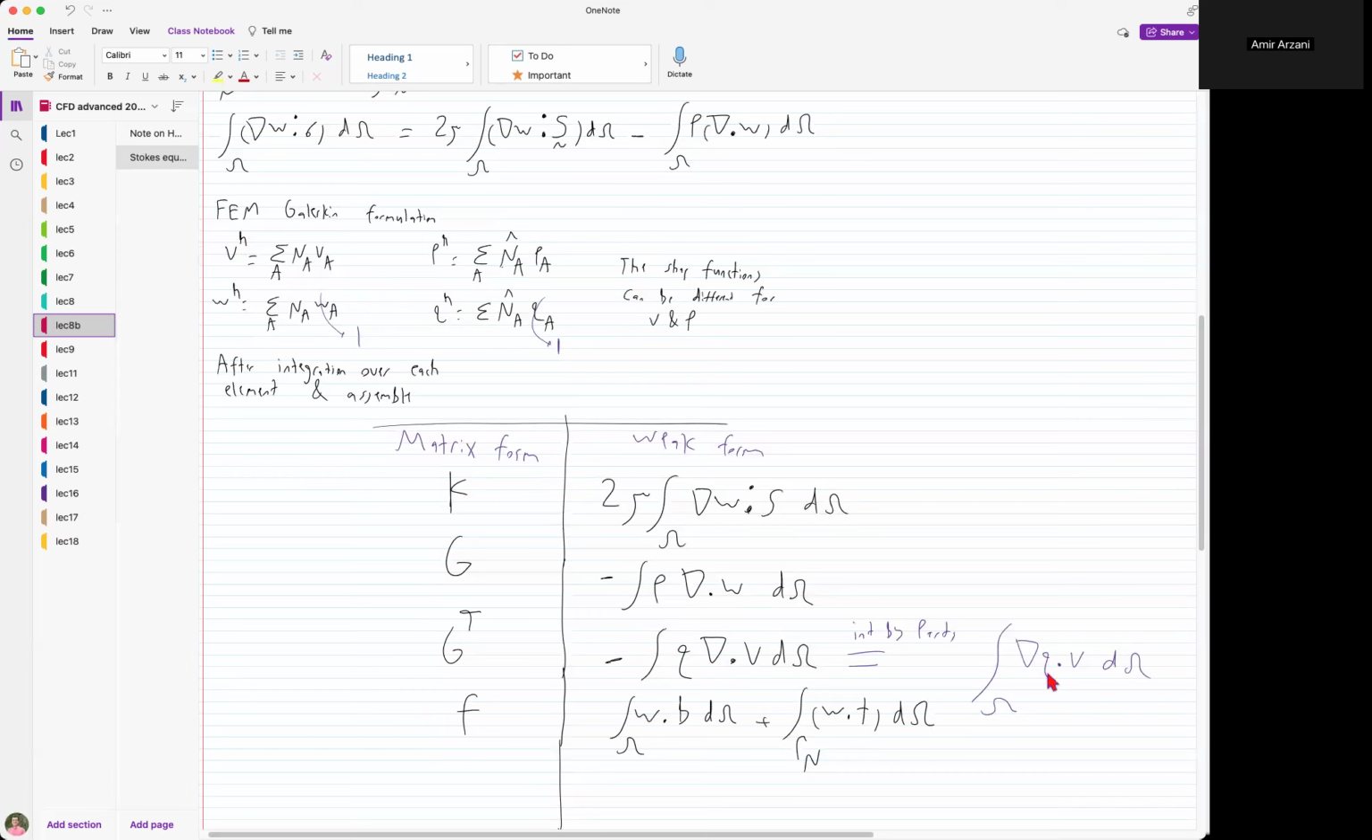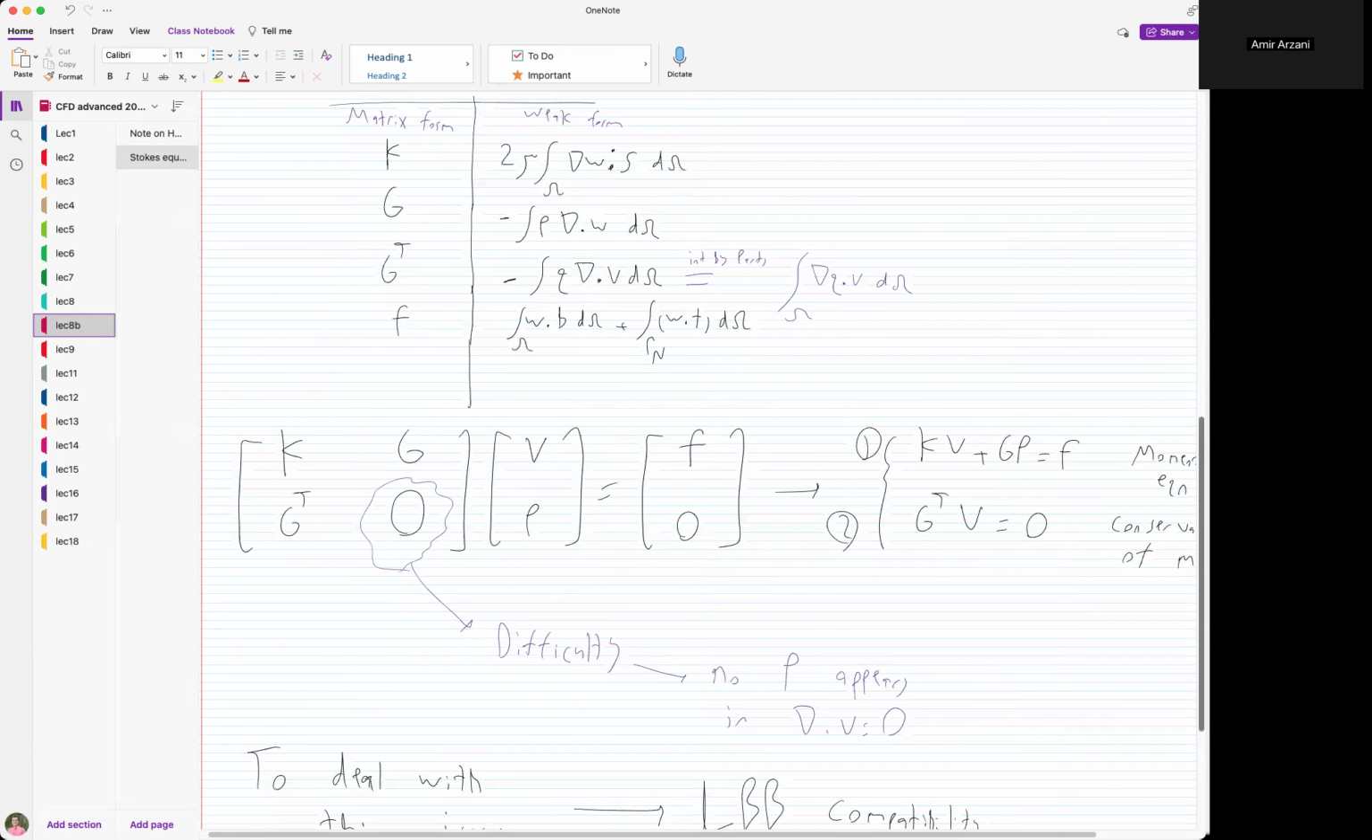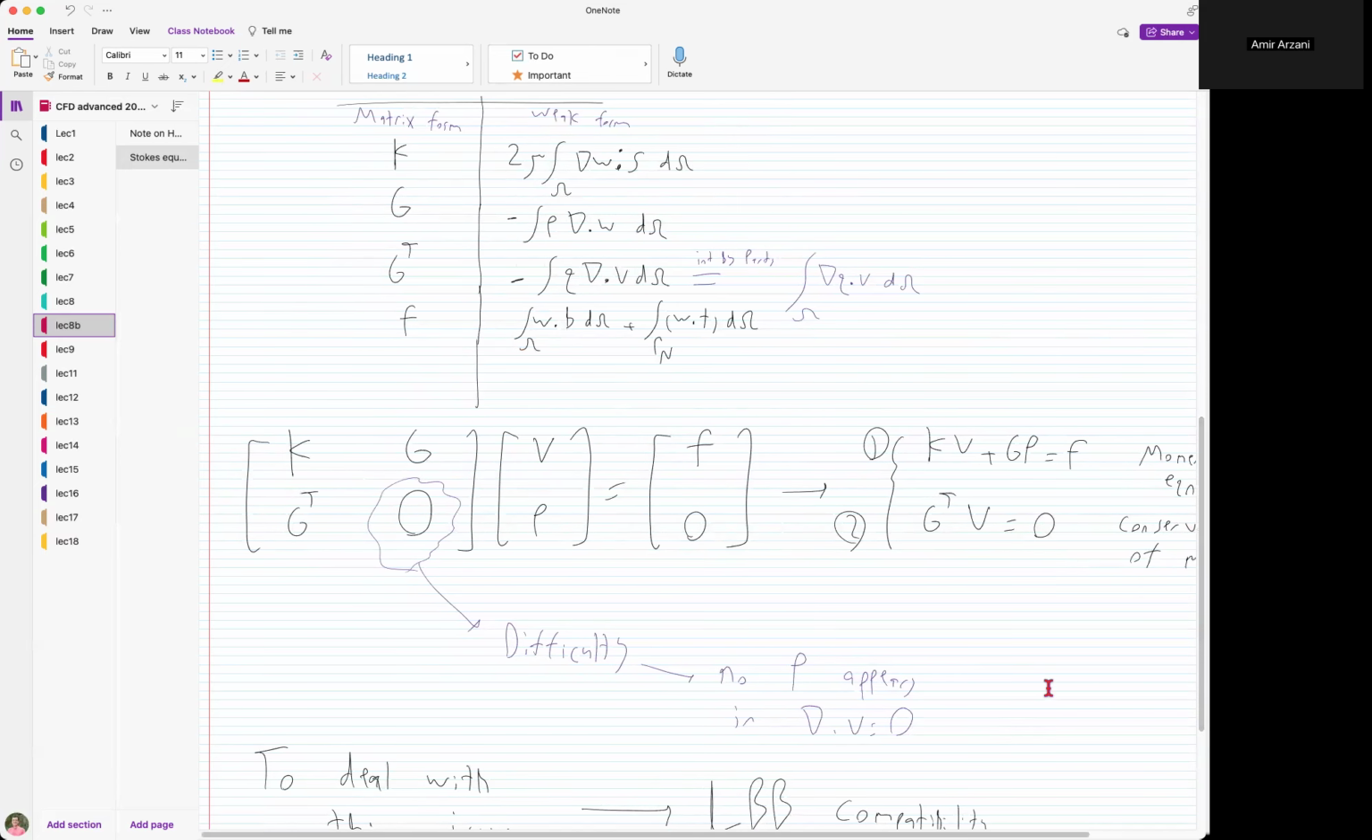Gradient applied to Q, Q you remember it's a scalar because it's a weight function corresponding to pressure. Gradient of a scalar is a vector. The dot product of a vector and v, which is another vector, is a scalar as we expect. So this is the integration by parts here. And then we have the right-hand side force term. So if you put all the equations next to each other, we have a system of equations. We have two equations, really.